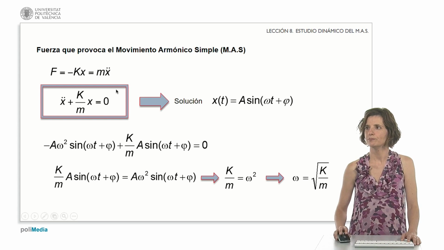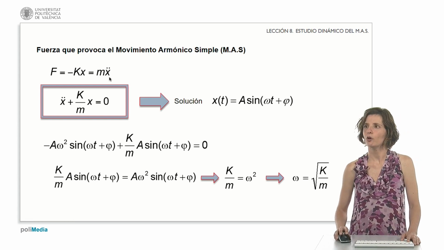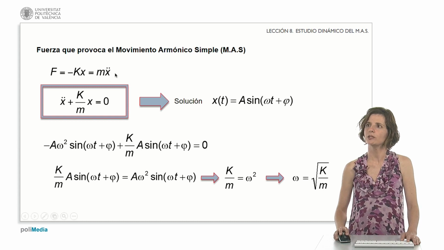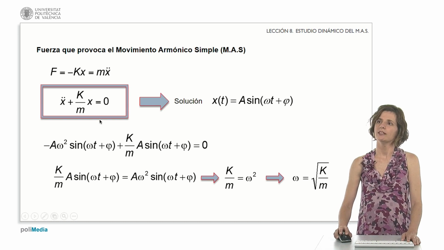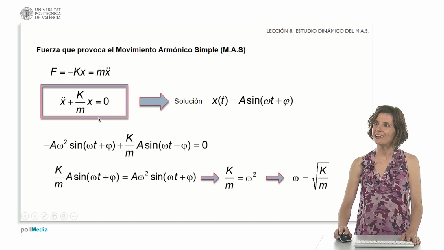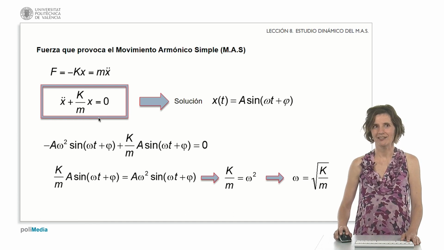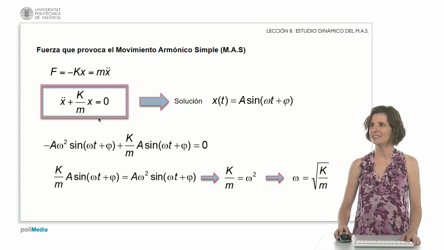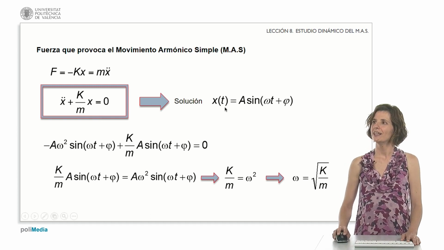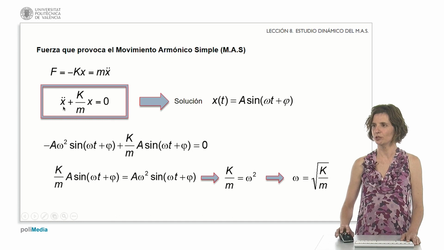If we equate it to mass times acceleration, expressing acceleration as the second derivative of x, we obtain this expression, which if we order it, gives us this homogeneous second order differential equation. Don't worry, I hope we're not going to solve it here. You'll see that in college. We're just going to check that a solution of type A sine of omega t plus phi satisfies that differential equation. So, to do that, we substitute terms.